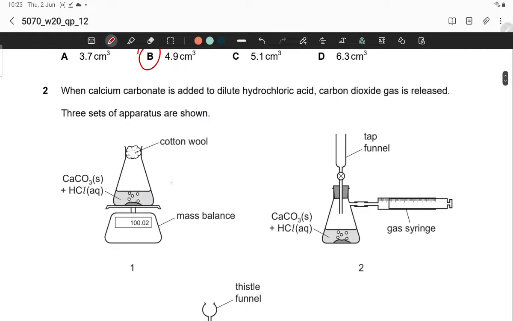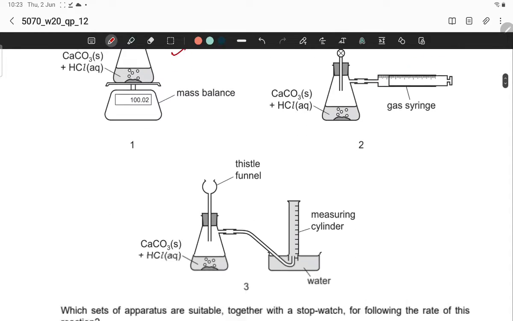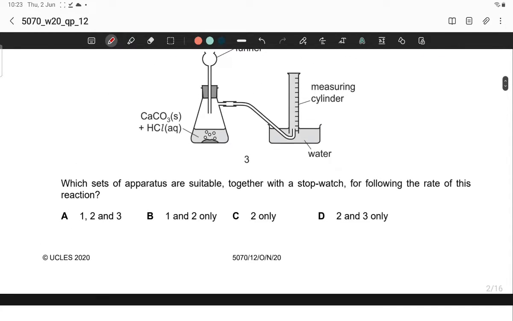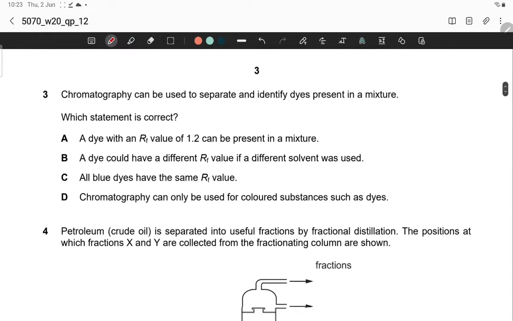So this can be used to measure the mass during the chemical reaction, and this is used to measure the volume of gas. This can be used to measure the volume of the gas. So experiment apparatus 1 and 2 are suitable to collect the data. Option is B.